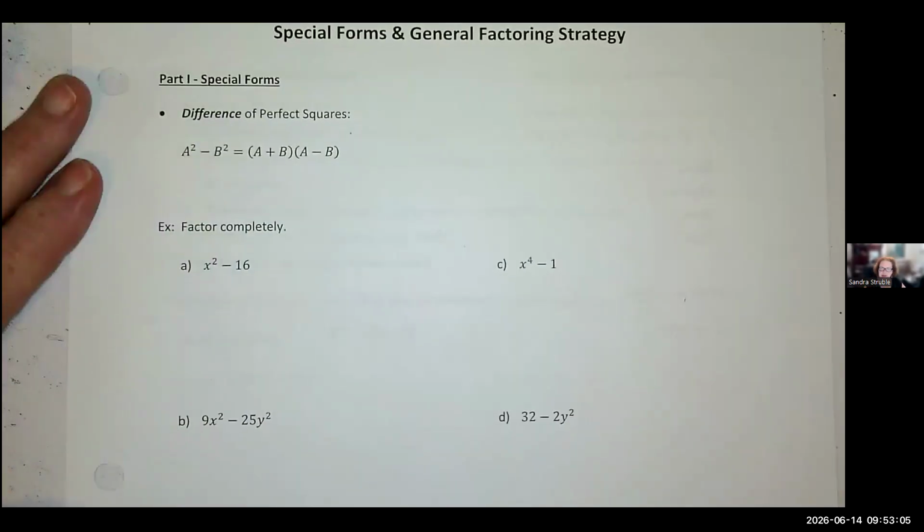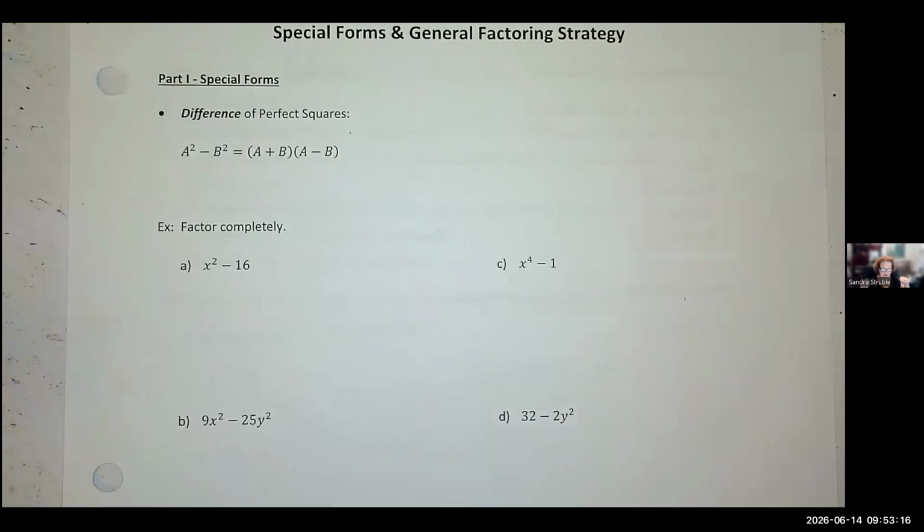So special forms and general factoring strategies. We're gonna start with the difference of perfect squares. Now, this is something you're gonna want to have, especially if you're moving on to college algebra trig. Those of you moving on to problem solving or statistics will not be using this hardly at all, if at all. Just heads up on that. But if you are taking college algebra trig in your next class, you need to understand this entire section, both videos, very well. Please keep that in mind.